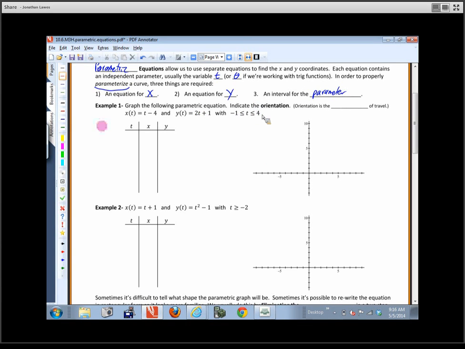So I've got those three key elements: an equation for x, an equation for y, and then an interval for the t, an interval for the parameter. So here's how it's going to work. Alexis, you're going to be the parameter t. So Alexis has to work within these rules. She can say any number that she wants between -1 and 4. Nathan's going to be the x.